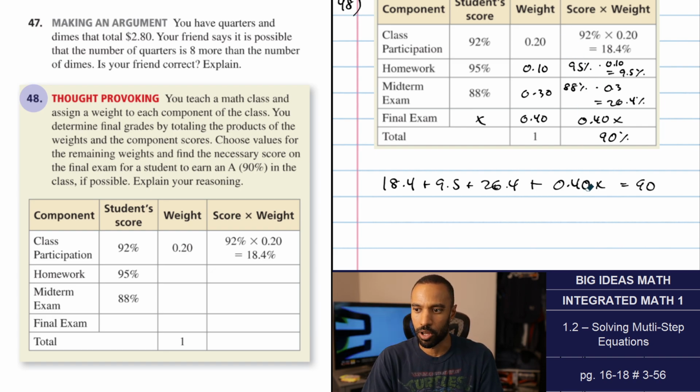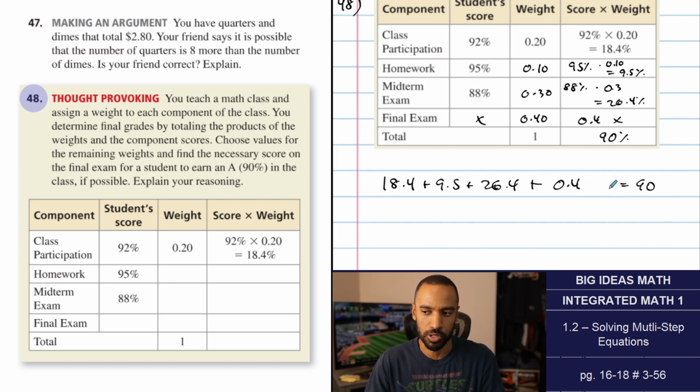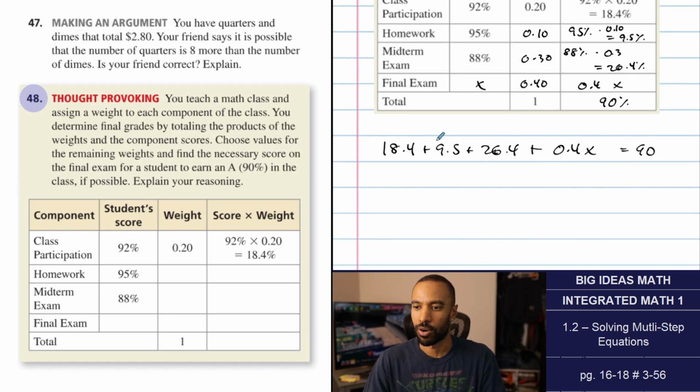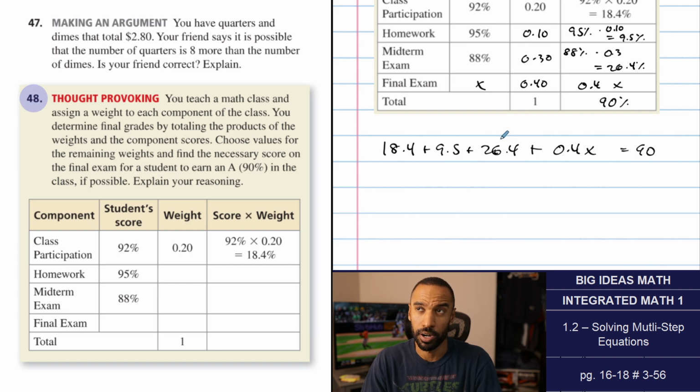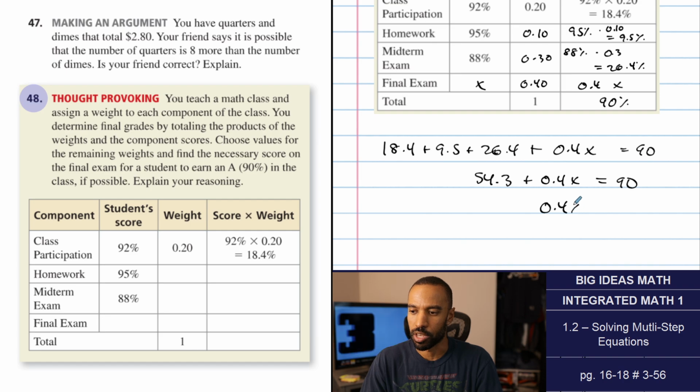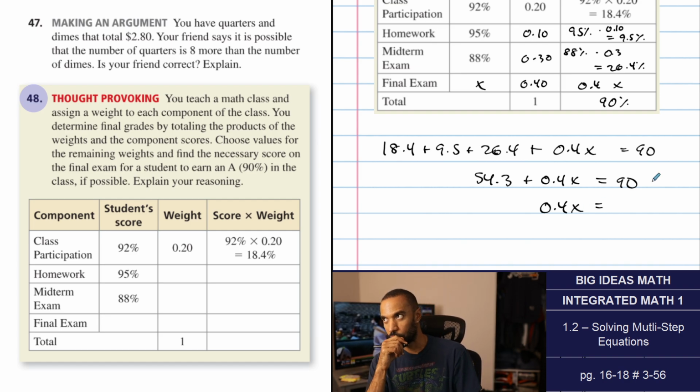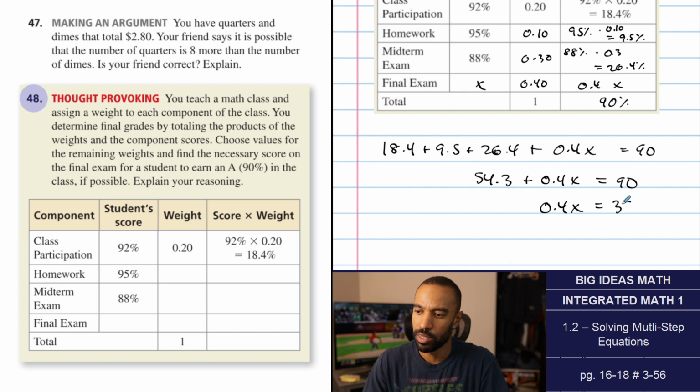Now, I'm going to call it 0.4. I'm not a fan of trailing zeros personally, not unless I need them. Here I totally don't. I could multiply everything by 10, but I'll leave it. All right, 18.4 plus 9.5 is 27.9 plus 26.4 is 54.3. I think. I hope. I'm doing this stuff in my head. 90 minus 54.3 is 35.7.